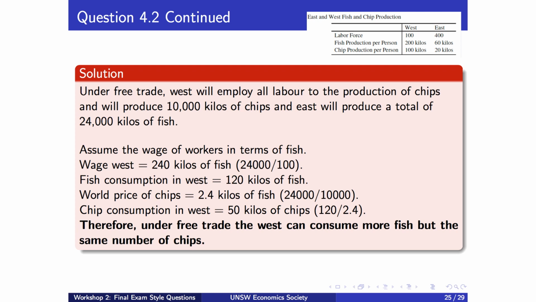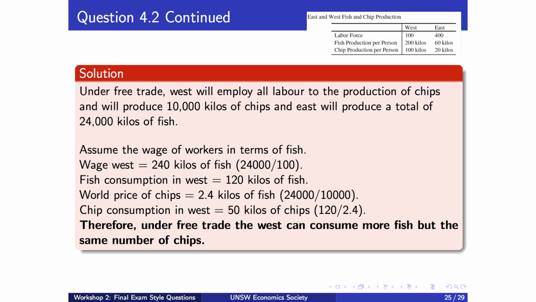Let's assume the wage of workers in terms of fish. Alternatively, you could have also chosen wages to be in terms of chips. Each worker receives a wage of 240 kilos of fish in the West, since 24,000 kilos of fish are produced, and there are 100 workers. Of this, 120 kilos of fish will be consumed, and the remaining will be spent on chips. The world price of chips is now 2.4 kilos of fish. Since they have 120 kilos of fish remaining as their wage, and each kilo of chips costs 2.4 kilos of fish, they can consume a total of 50 kilos of chips each.